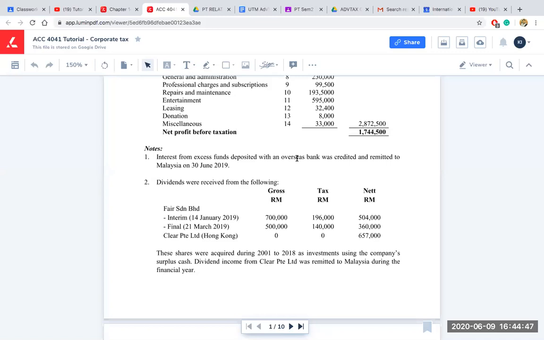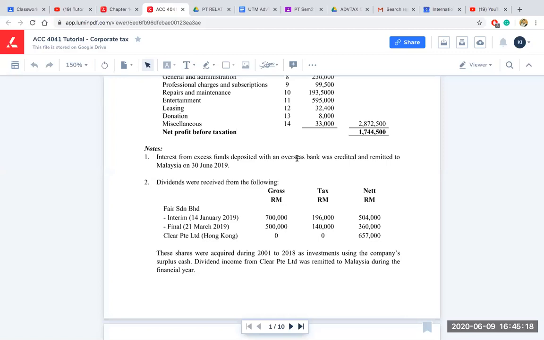Okay, once you dah dapat statutory income minus loss brought forward, then you add Section 4C, you ada interest. But interest here, how much is the interest? 35,000. But how much are you going to put here? Is it 35,000? No. Why? So nak letak apa ni? Exempted. Why is it exempted? Because it's a foreign from overseas, it's a foreign income, that's why it's exempted.